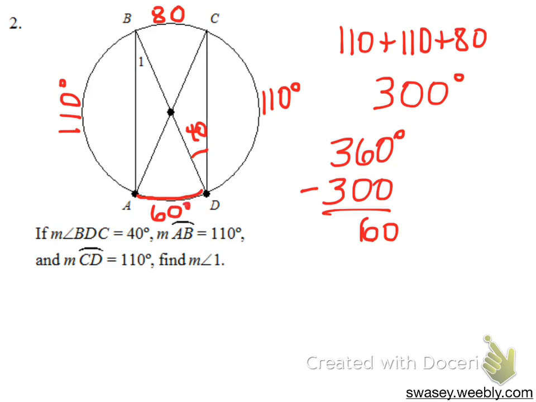And then angle 1 is what we're looking for. Angle 1 is an inscribed angle, so it's half of the intercepted arc. So the measure of angle 1 is equal to half of 60, so the measure of angle 1 equals 30 degrees.